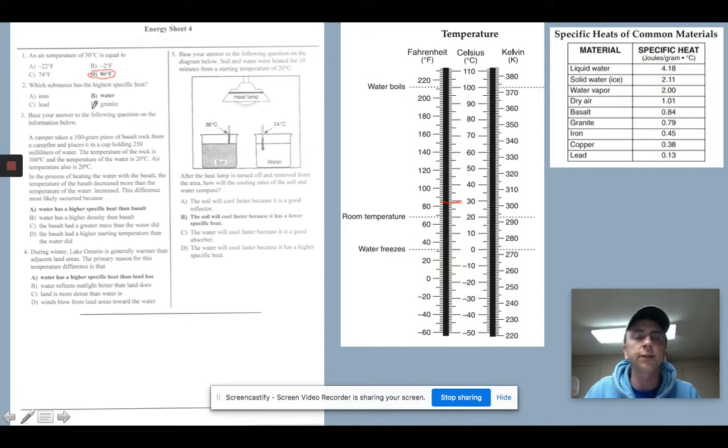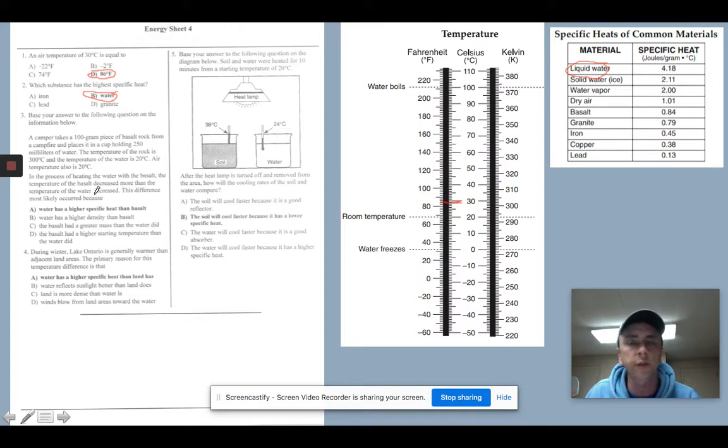Which substance has the highest specific heat? Remember what I told you about specific heat? It's the resistance to being heated up or cooled off. And the highest specific heat, if you get a question like this, look, they go in order, don't they? The specific heats. And the highest specific heat is up here, liquid water. Liquid water. Choice B.